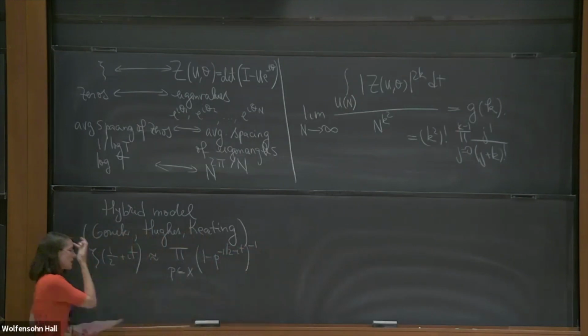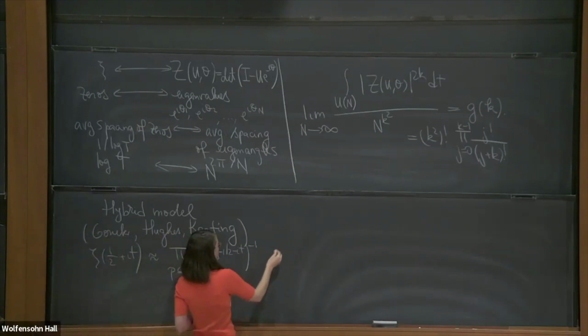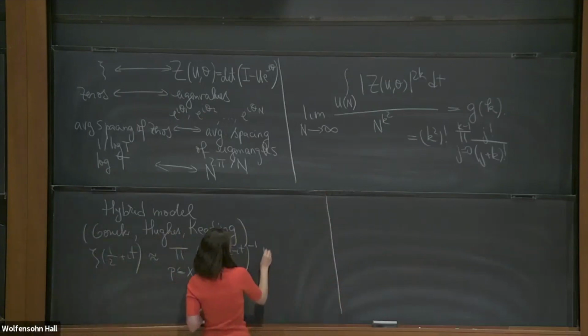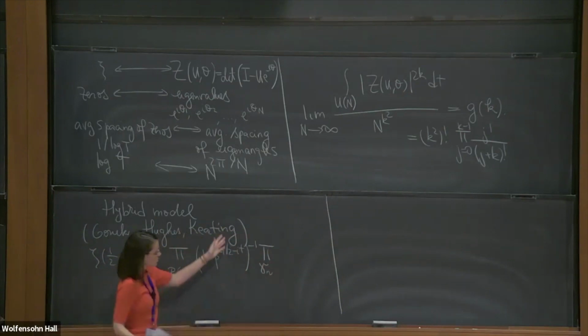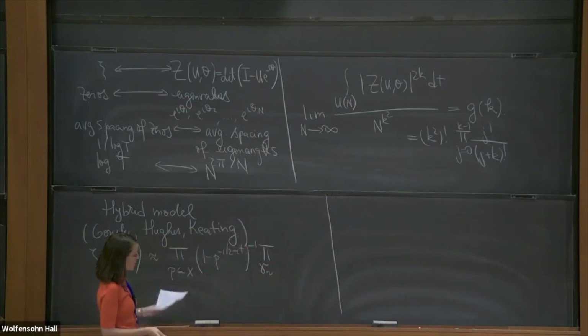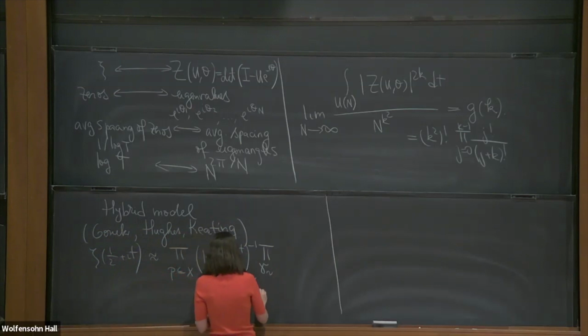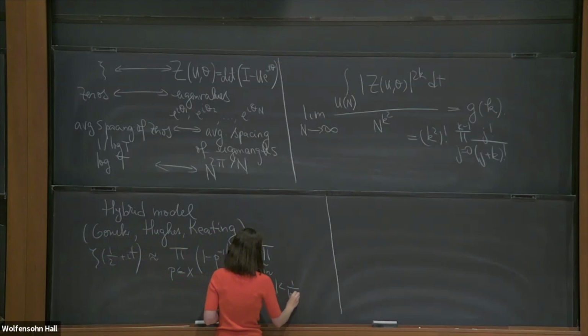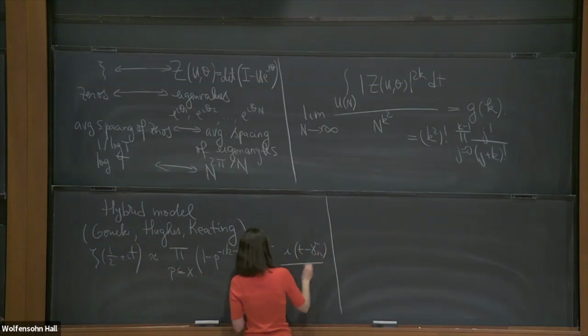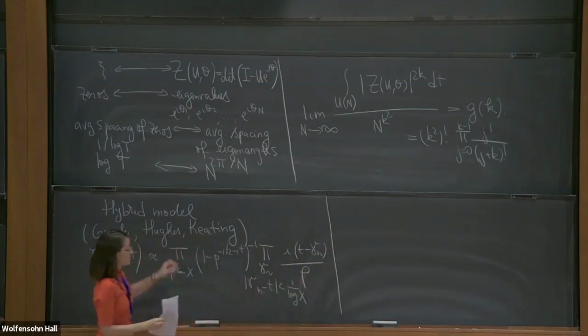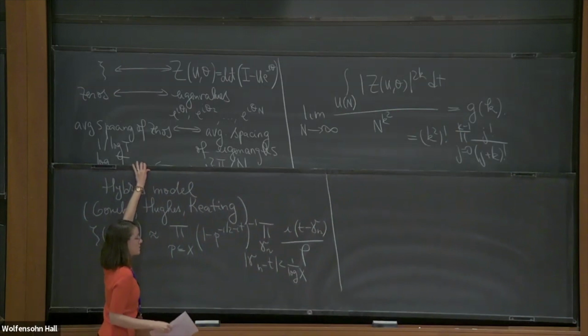And now you also have a product over the zeros. Here the zeros are half plus I gamma n. We're looking at zeros which are close to t, within 1 over log x. Here rho denotes the zero, so 1/2 plus I gamma n.